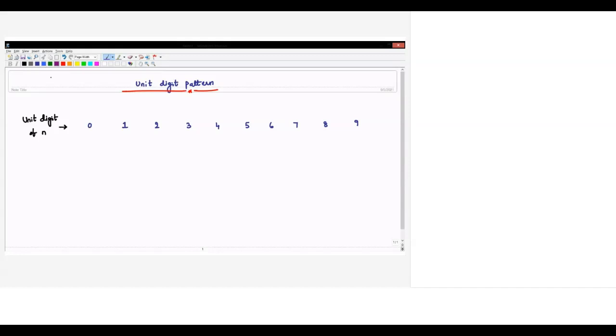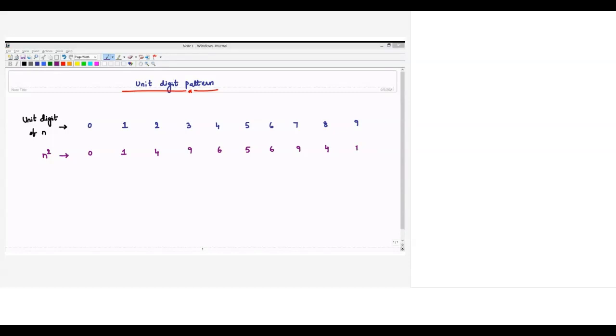Let's find out what is the unit digit of its square. 0 into 0 is 0, 1 into 1 is 1, 2 twos are 4, 3 threes are 9, 4 fours are 16, but we are only looking at the unit digit, therefore it is 6. 5 fives are 25, again we are looking for the unit digit, only 5. 6 sixes are 36, therefore it is 6. 7 sevens are 49, 8 eights are 64, 9 nines are 81.